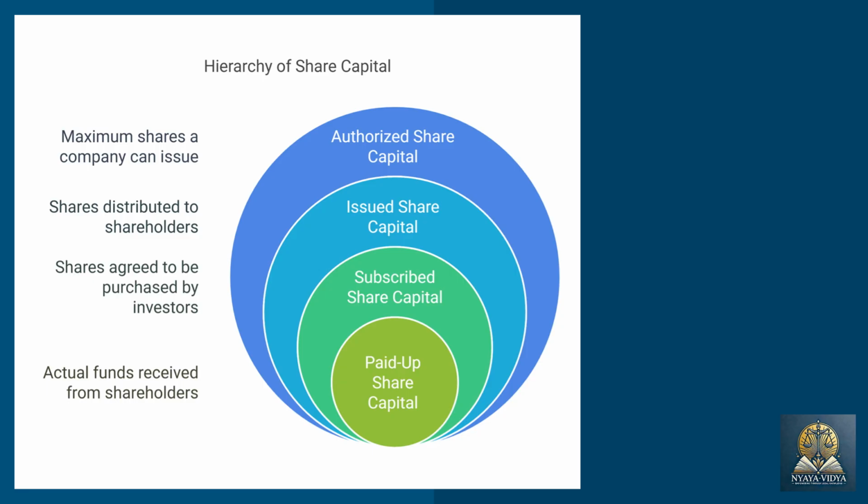And inside the authorized share capital, we have issued share capital. Issued share capital means the shares distributed to shareholders. That means out of the authorized capital, this is the portion that has actually been issued to the shareholders. For example, 100 lakhs or 1 crore is the authorized share capital, out of which only 50 lakhs are issued to shareholders. That means issued share capital will be 50 lakhs only.